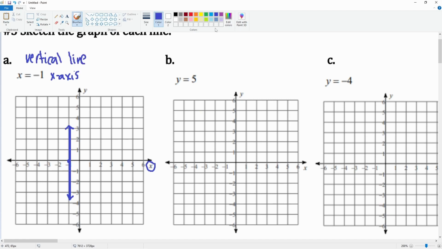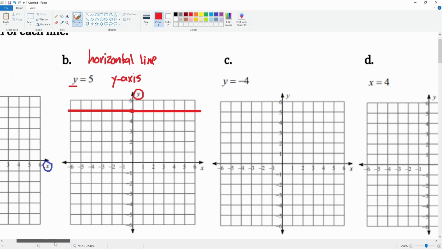Let's look at y equals 5. What is that? Well, it says y, so that's going to be on the y-axis, okay? And here's the y-axis. Where do you see the number 5? Well, it's right here, okay? So now we can just draw that line. This is a line that passes through that point, okay? And this is going to be a horizontal line, okay? Because that is the location where y equals 5.